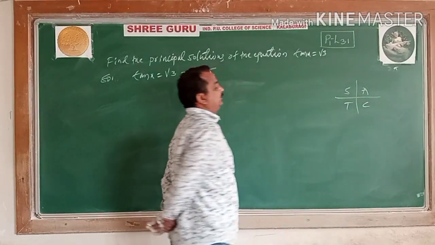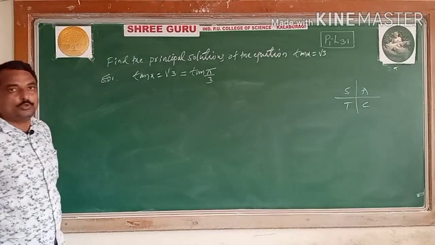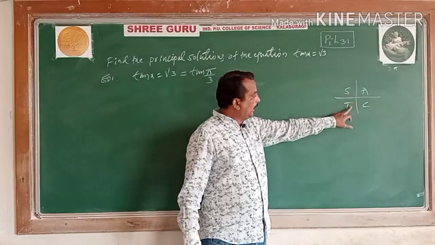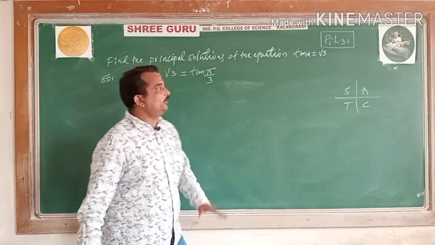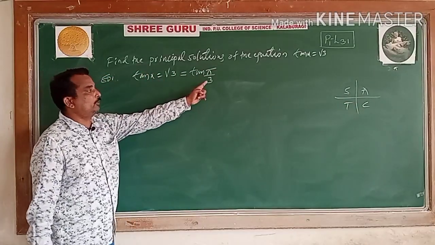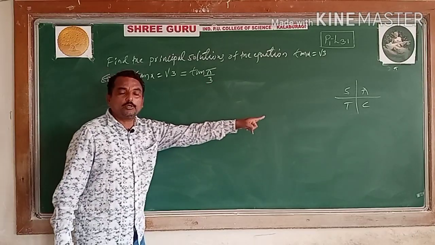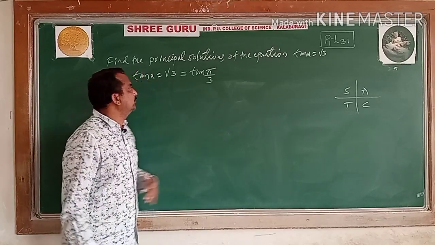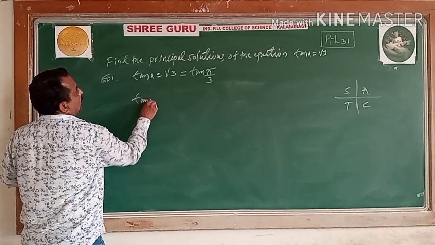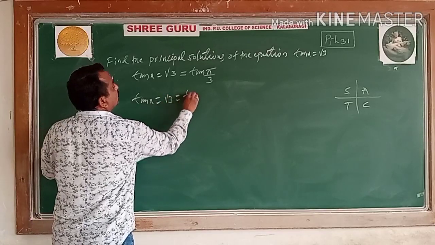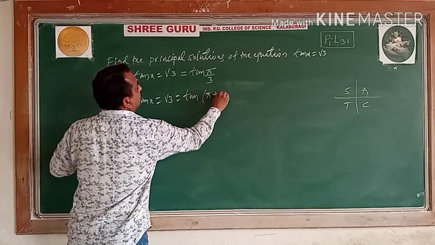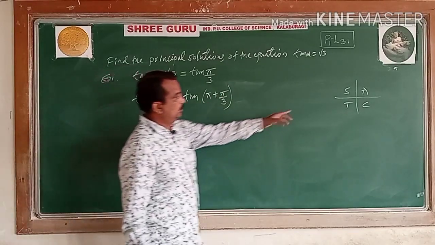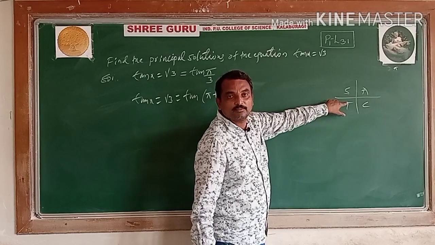According to the ASTC rule, all functions are positive in the first quadrant, and tan is positive in the third quadrant. Is it a first quadrant value? Does a third quadrant value also exist? One more value also in the interval 0 to 2 pi? Is one more value there? Yes, let us see. Tan x equal to root 3 is in the third quadrant. Shall I write pi plus pi by 3 for the third quadrant?